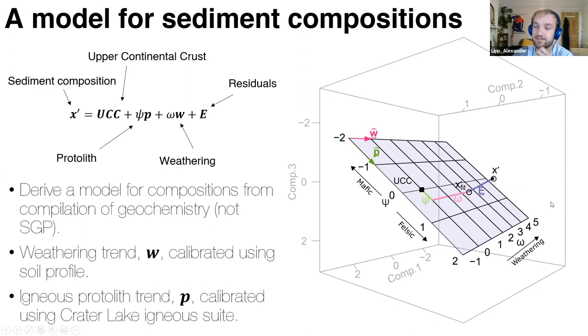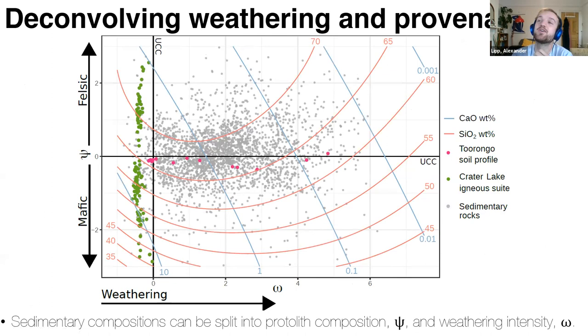So that's kind of a black box, and I appreciate that may not be totally convincing, but for now, we'll just take it on trust and try and understand what that actually means if we have sedimentary geochemical data. So this figure here shows a 2D plane. On the x-axis, we have weathering intensity, and on the y-axis, we have sediment protolith. So what we do is we just project elemental compositions onto this 2D plane by which they can be described in terms of their processes.